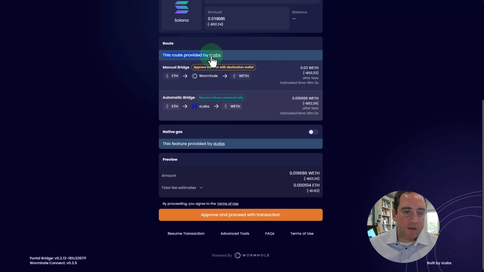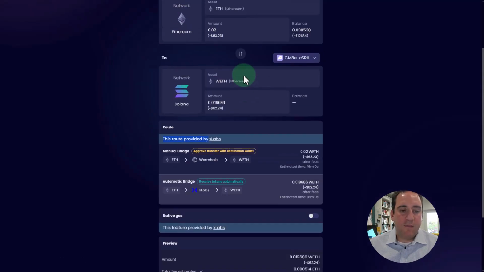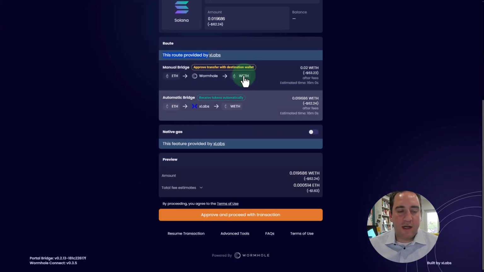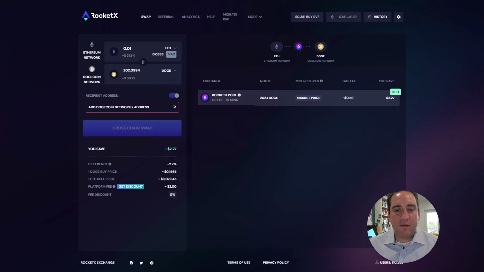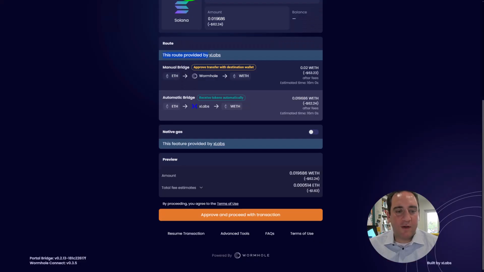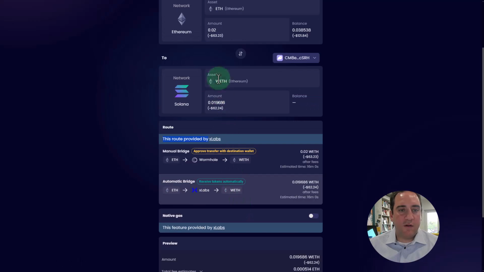You use a manual bridge, where your ETH goes via the Wormhole to WETH as the final destination. And then you have to approve the destination in Phantom. Or you just go ahead and automatically execute the transaction using X Labs as a bridge, which is easier and slightly less expensive. But they both take around 15 minutes. And it's the same thing with RocketX. Roughly the settlement time is around 15 to 20 minutes. And you approve the transaction and you're on your way.